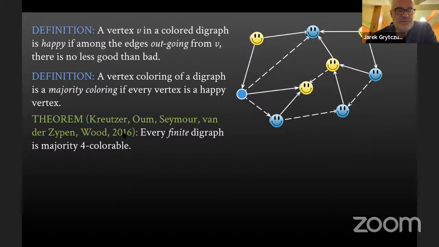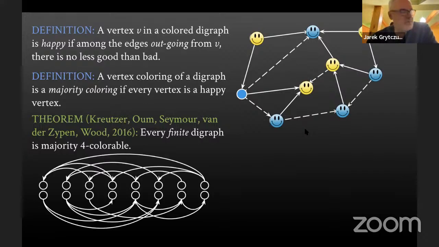This was quite recently introduced by these five authors. And in their first paper, they proved that every finite digraph is majority 4-colorable. As you see, 4 is bigger than 2, so the situation is more complicated for directed graphs.